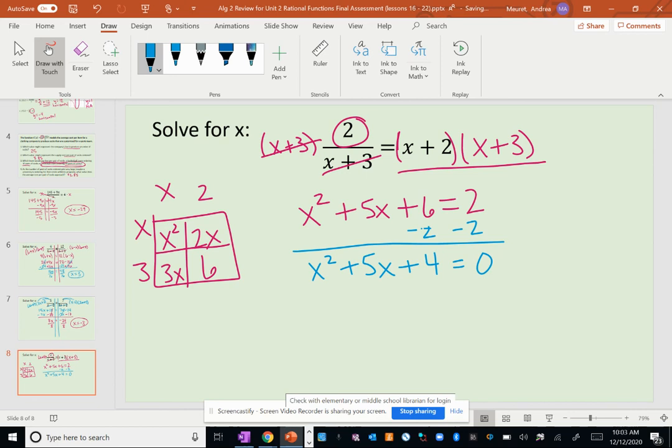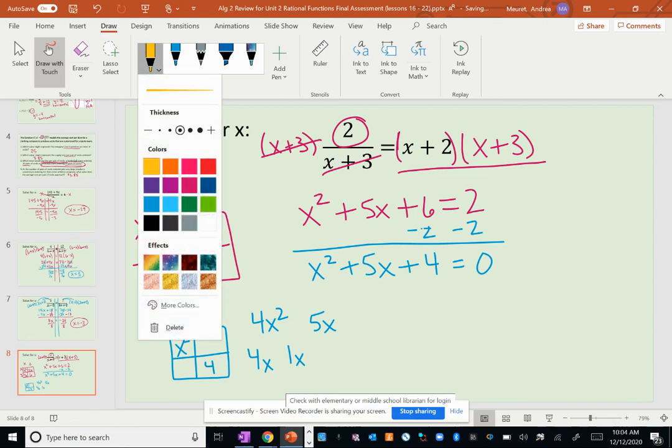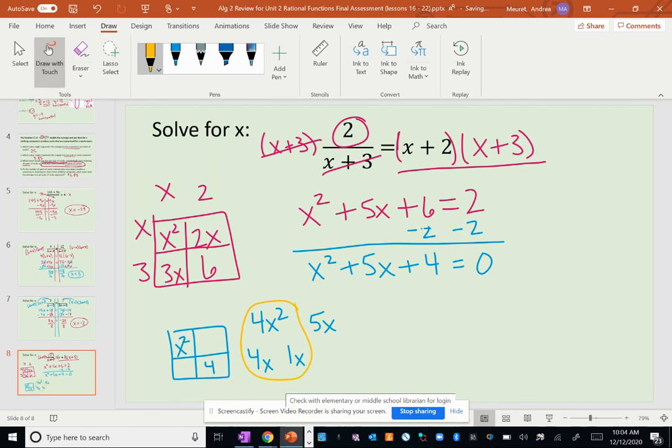This one's pretty simple to factor because I know that, we're going to look at it this way. We have x squared here and 4 here. So what multiplies to 4x squared and adds to 5x? And that's going to be 4x and 1x. That multiplies to 4x squared. So this part will work. That multiplies to 4x squared, but it also adds to 5x. Okay, so that means I can put a 4x here and a 1x here. And so it factors out.